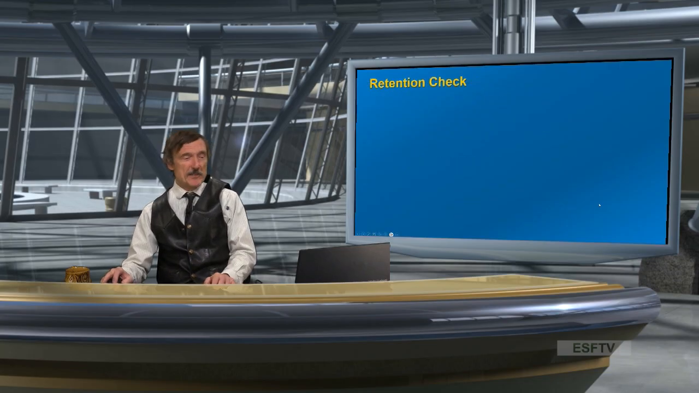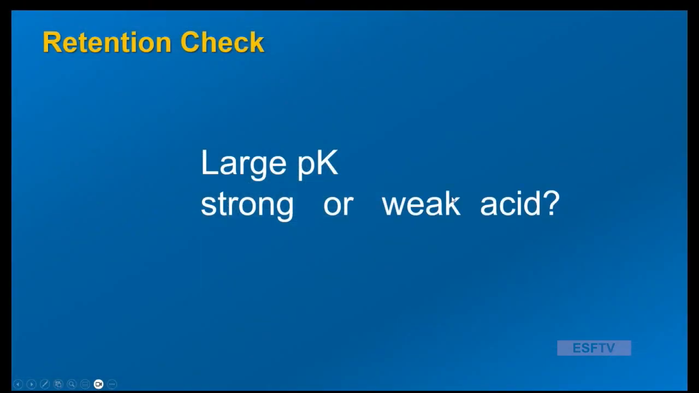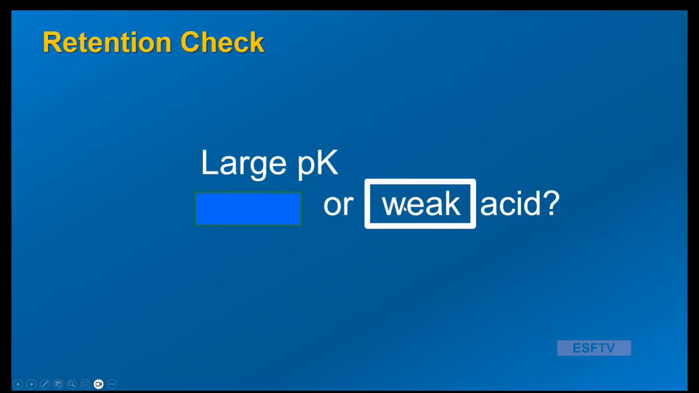So let's do a retention check. Large pK, strong or weak acid? I can't call on you, so I just have to assume that you're thinking about it. So large pK is a weak acid.